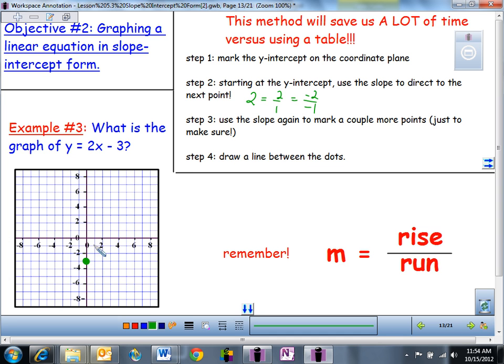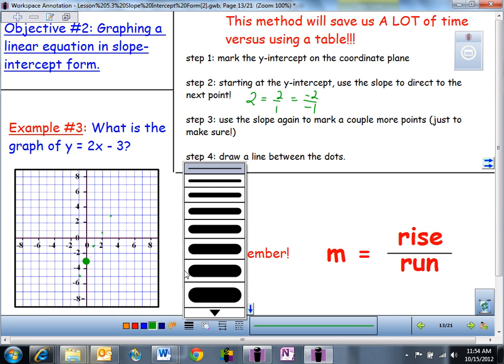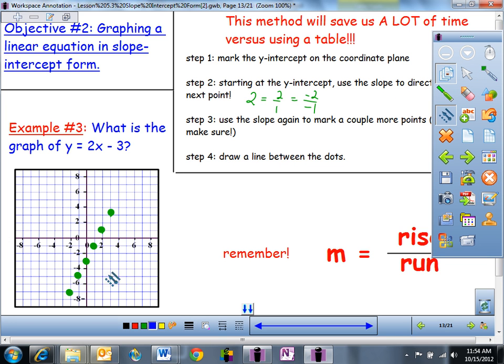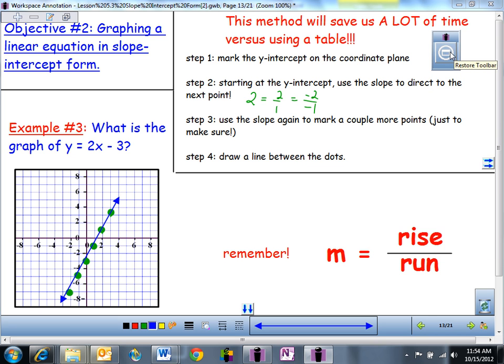So I could go up 2, forward 1, up 2, forward 1, up 2, forward 1, or I could go down 2, back 1, down 2, back 1. So using either of those numbers, that's where I'm going to get my points from. And then we want to connect our dots. Okay, and that will be a line, so it should have some arrowheads on it. So draw a line to complete the graph. So rise over run, that's why we want it as a fraction, so that you have those two numbers you can apply.